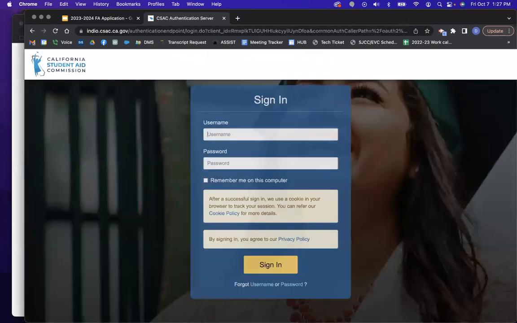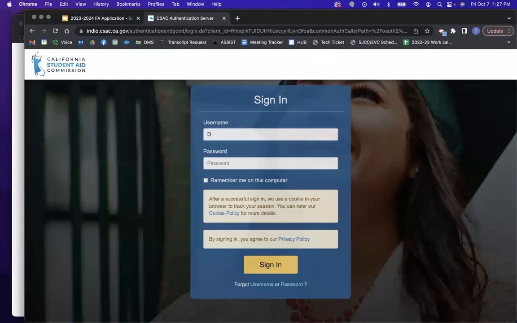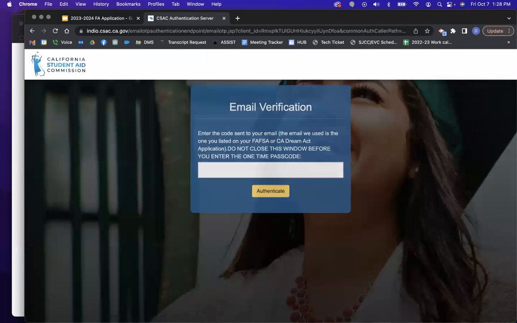then you're gonna log back in, and I'll show you how to get your Dream Act ID, because this part is actually pretty confusing sometimes for students, because you don't really look at this application a lot. So let me see if it's gonna send. Yes.